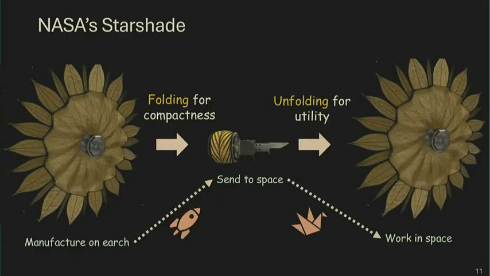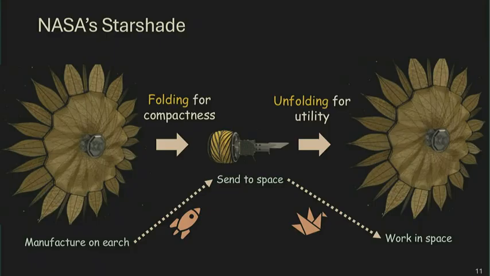Right. So this is what NASA did to their sunshade, a way to deploy a solar panel into space. They first fold it up for compactness of storage, and then put that into a rocket and send it to space before unfolding it for utility. Right. So with K-map, we have just seen the folding process, a way to represent the function in a smaller space, in a smaller K-map.